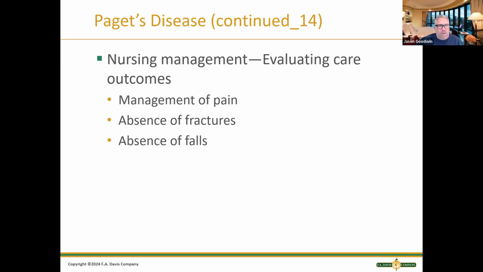All right. So if you're evaluating outcomes, you're going to be thinking about the pain, maybe absence of fracture is your goal, and then absence of falls. Those are three outcomes that you're trying to ensure.